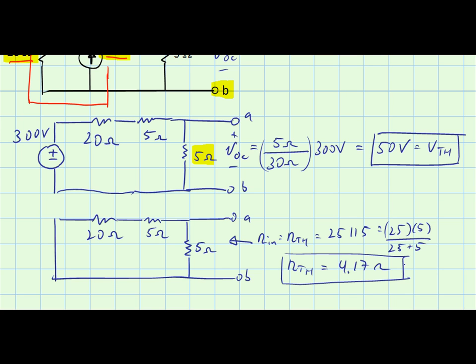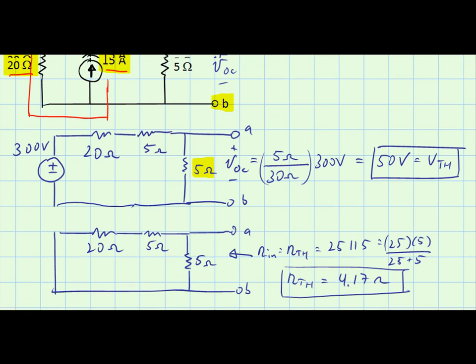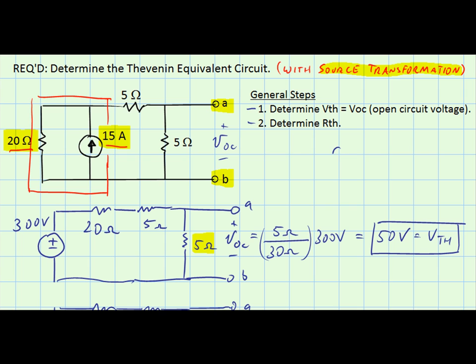So the Thevenin equivalent circuit can be redrawn as one voltage source of 50 volts in series with a 4.17 ohm resistor. So this would be our answer. 50 volt source in series with a 4.17 ohm resistor.